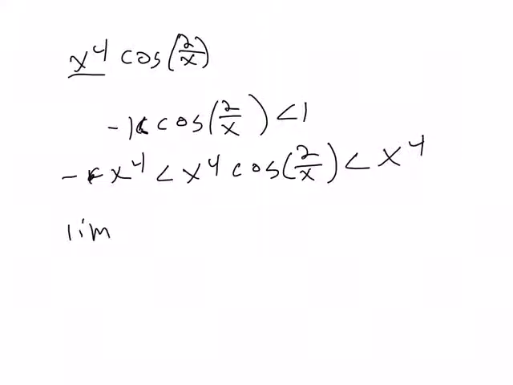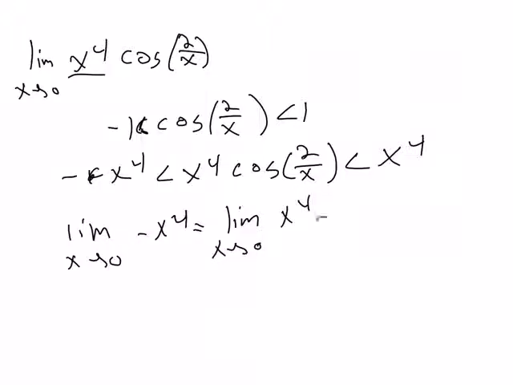We're looking for the limit as x goes to 0 of this. The limit as x goes to 0 of negative x to the 4th is equal to the limit as x goes to 0 of x to the 4th, which is equal to 0. And so the limit of this is equal to 0, and that's how you prove it.